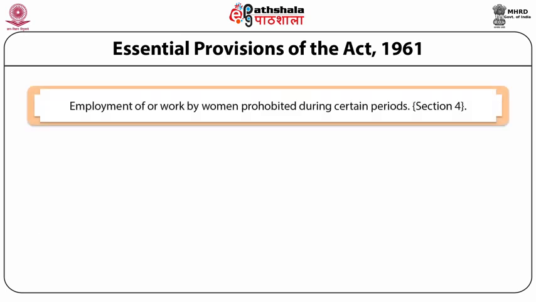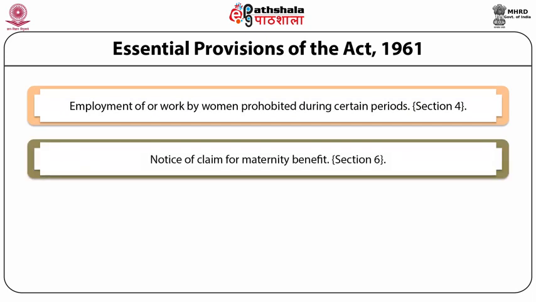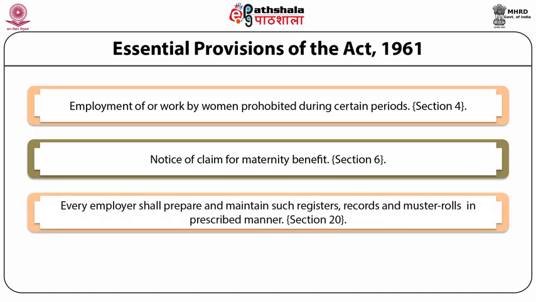Employment of or work by a woman is prohibited during certain periods as covered under Section 4 of the Act. Notice of claim for maternity benefit has also been defined and is covered under Section 6 of the Act. Every employer shall prepare and maintain such registers, records, and muster rolls in the prescribed manner as has been defined under Section 20 of the Act.